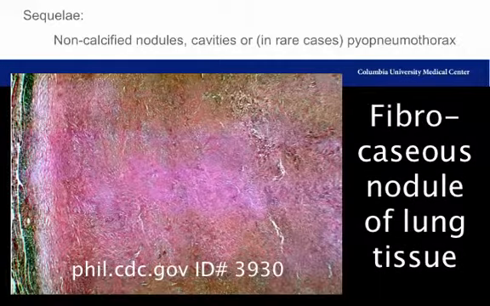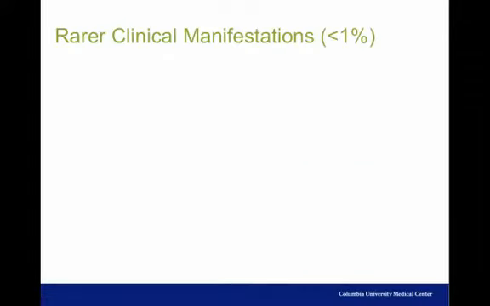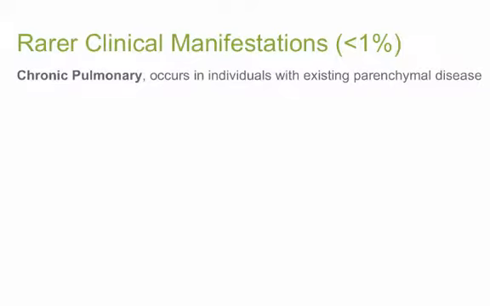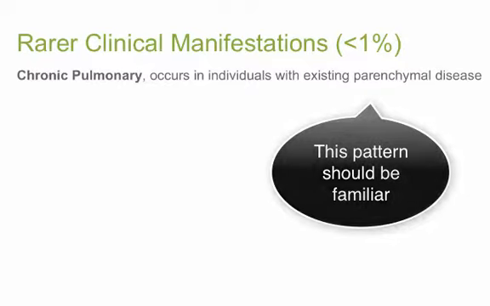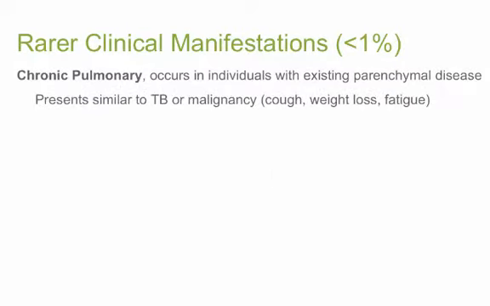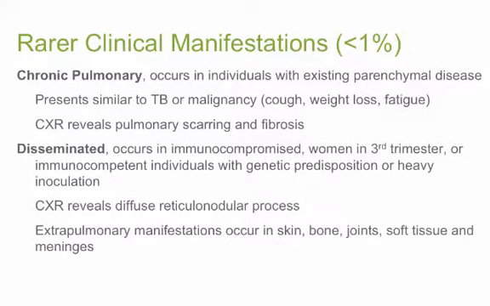Nodules and cavities are common sequelae. More serious sequelae are rare. Less than 1% will present with chronic or disseminated disease. Chronic disease occurs almost entirely in individuals with pre-existing lung parenchymal disease. It presents similar to tuberculosis or malignancy. A chest X-ray will reveal increased pulmonary scarring from the patient's baseline. Disseminated disease occurs mostly in immunocompromised individuals and is notable for a much more diffuse involvement of the lung. Extrapulmonary manifestations may occur in a wide range of tissues.